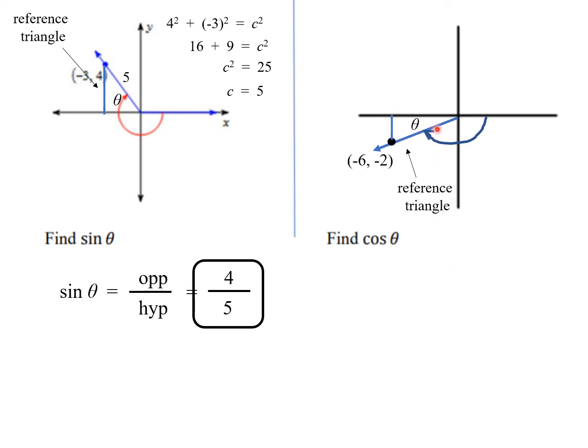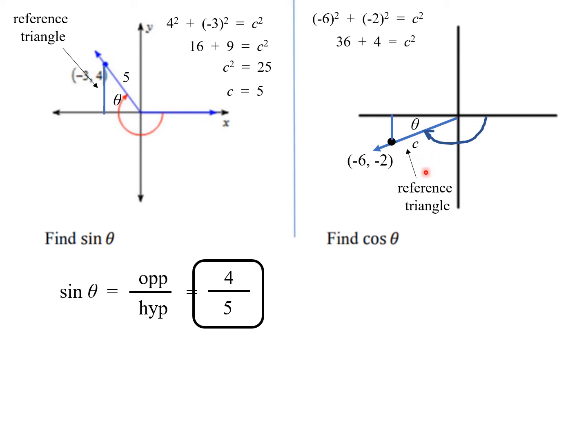A reference triangle is a triangle where the angle with the origin, where the terminal side comes from the origin, that angle is less than 90 degrees. Okay, I want to find the cosine. I need to find the length of the hypotenuse. I need to find C. So I'm going to use the Pythagorean theorem again.